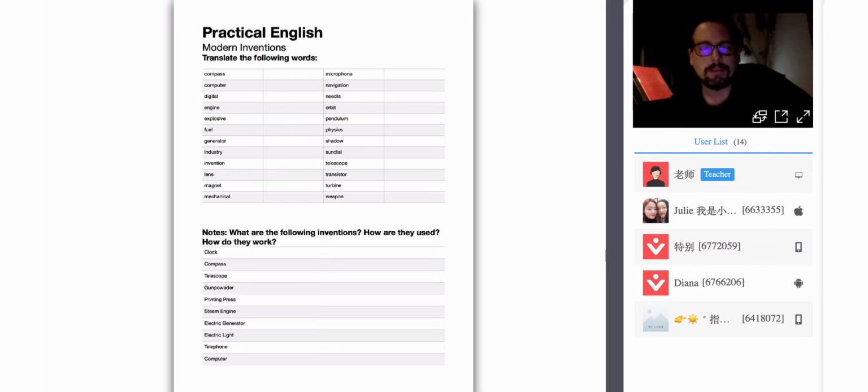Why are there 12 hours and 60 minutes in an hour? How did we come up with this concept of time? Compass. What's a compass?